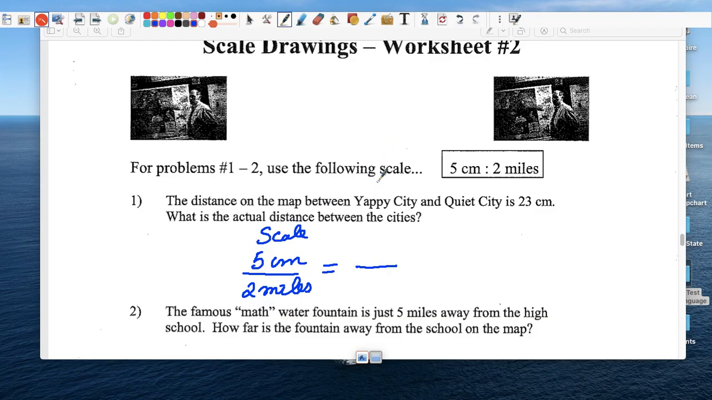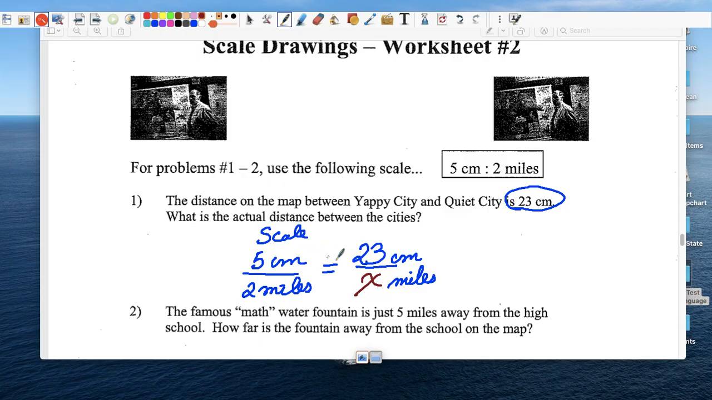And it says that the distance between Yapi City and Quiet City on the map is 23 centimeters. So let me actually write the units here. Once you have the units, there's no way you can place 23 centimeters in the wrong location. So 23 goes here. We want to know 23 centimeters becomes how many miles, and what does it correspond to in real life. So we can put x, y, pick a variable letter of your choosing.